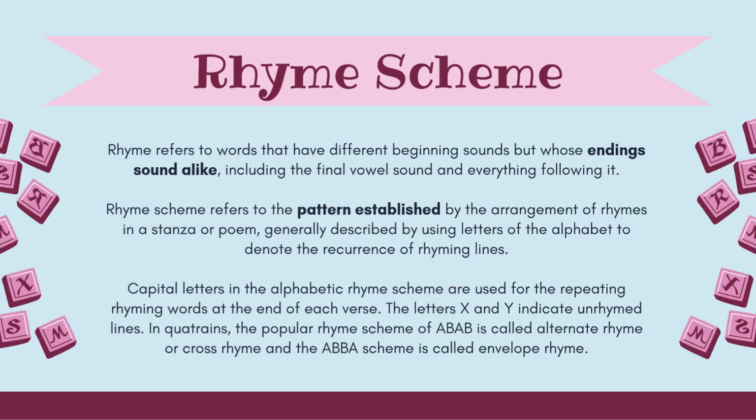Rhyme scheme. Rhyme refers to words that have different beginning sounds but whose endings sound alike, including the final vowel sound and everything following it. Rhyme scheme refers to the pattern established by the arrangement of rhymes in a stanza or poem, generally described by using letters of the alphabet to denote the recurrence of rhyming lines. Capital letters in the alphabetic rhyme scheme are used for the repeating rhyming words at the end of each verse. The letters X and Y indicate unrhymed lines. In quatrains, the popular rhyme scheme of ABAB is called alternate rhyme or cross rhyme, and the ABBA scheme is called envelope rhyme.